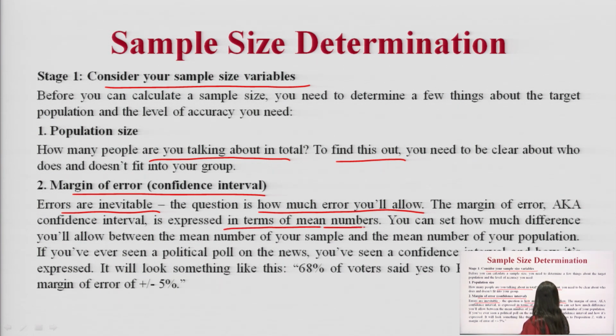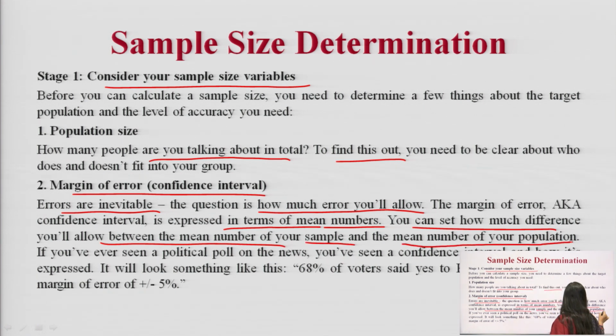The margin of error is expressed in terms of the mean numbers, meaning the mean of our study, and you can set how much difference you allow between the mean number of your sample and the mean number of your population. Means you are calculating the mean of your population and the mean of your sample, and you are going to allow a certain difference between both means.